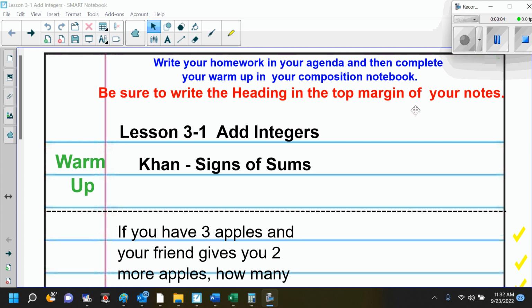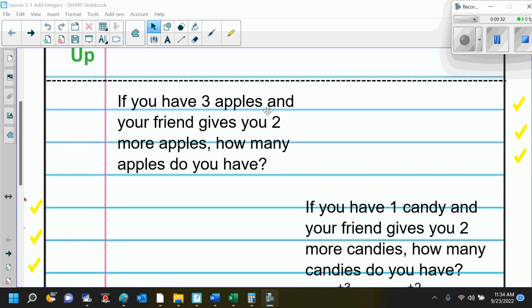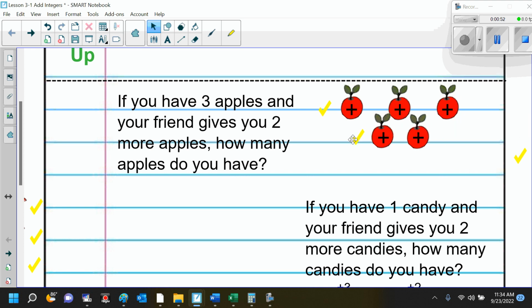So today's lesson is lesson 3-1. It's add integers. So if you had 3 apples and your friend gives you 2 more apples, how many apples do you have? 5. Very good. Now keep an eye on this. Pay attention very closely. So you have 3 apples. Your friend gives you 2 more apples. How many apples do you have? You have 5 apples.